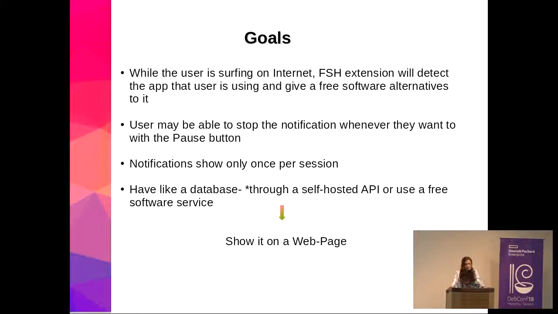So the goals for this project were that while the user is surfing the internet, the moment he uses a non-free software, my extension will detect it and then give a free software alternative. The user should be able to stop it when it's annoying, and the notifications should be only once per session. And we wanted to have a database through a self-hosted API, or to use a free software device, and then show all this database on a web page.